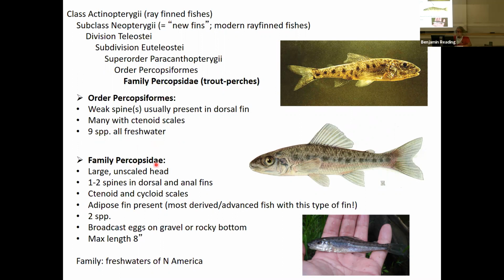So the family Percopsidae has a large unscaled head. So relatively large head, and there's no scales here. 1 to 2 spines, again, in the dorsal and anal fins. So the first 1 or 2 spines are hard and spiny. The rest of these are just soft rays. Ctenoid scales, cycloid scales in some. Also, the adipose fin is present here.